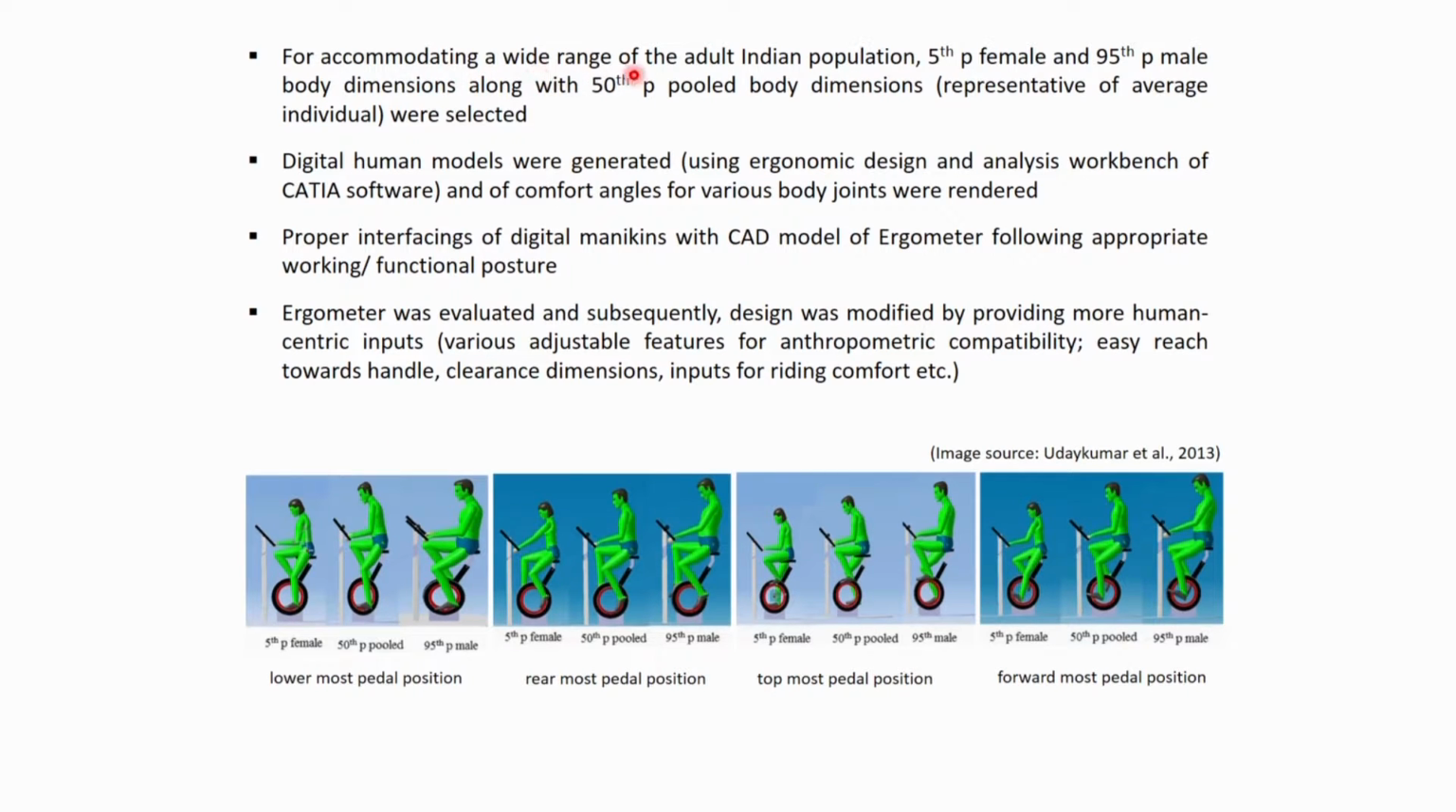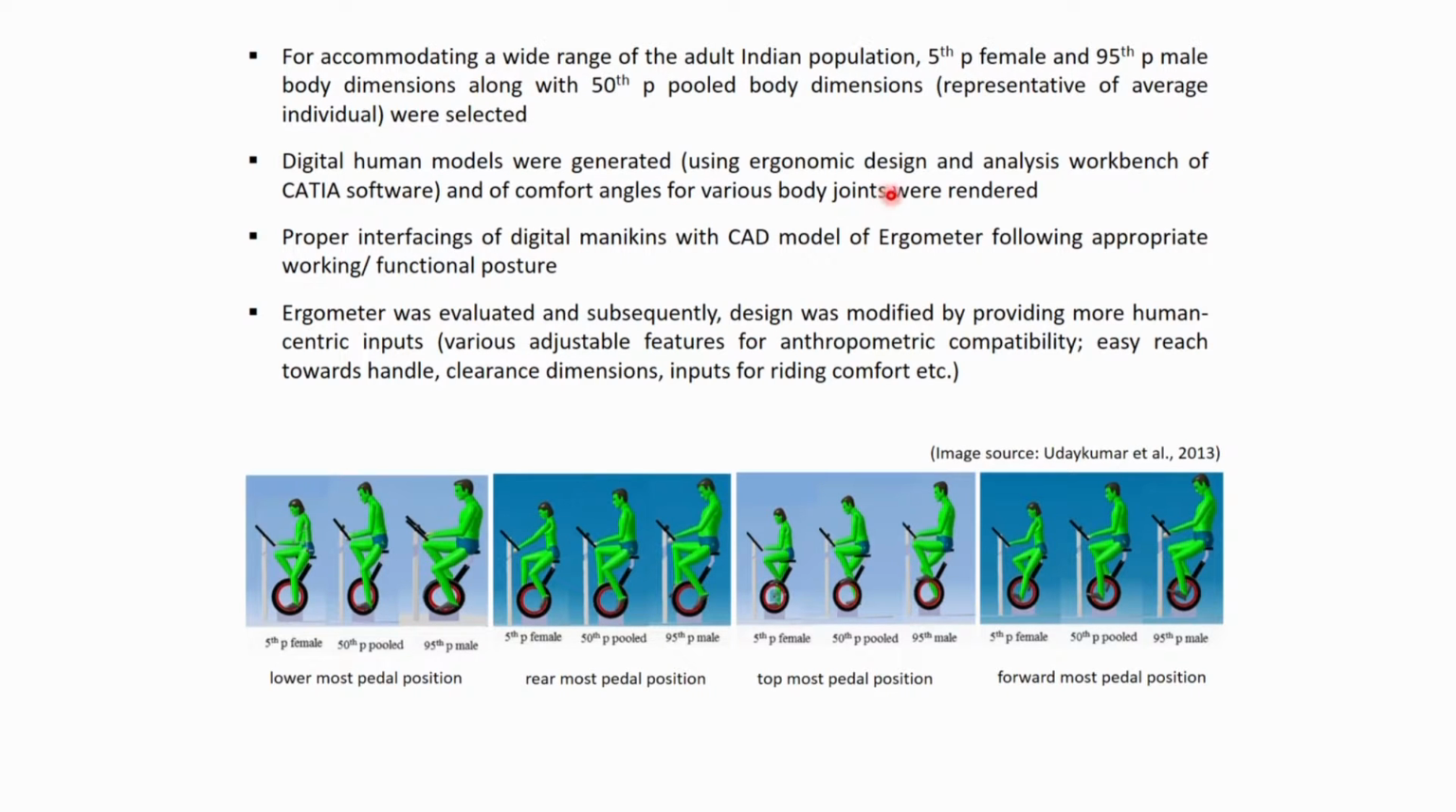For accommodating a wide range of adult Indian population, 5th percentile female and 95th percentile male body dimensions, along with 50th percentile pooled body dimension, which is the representative of an average individual, are selected for this purpose. Digital human models for all those 5th, 50th and 95th percentile mannequins are generated using CATIA software. After developing the CAD model of the mannequins, comfort angles are rendered for different joints, so that when a body joint moves beyond the comfort range, it will show with highlighted colors.